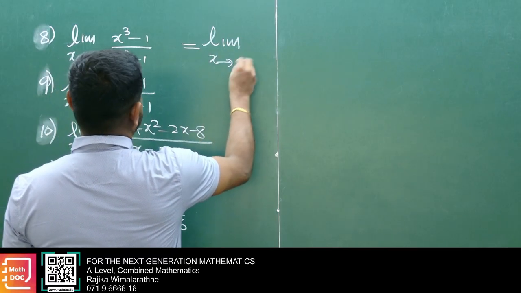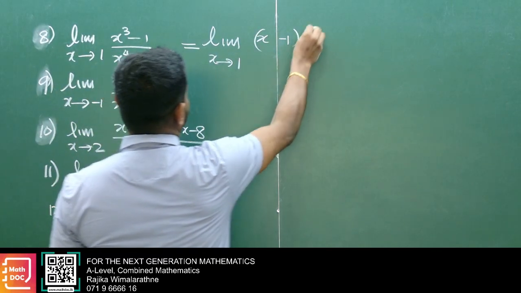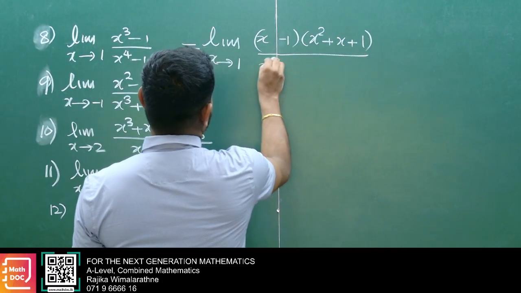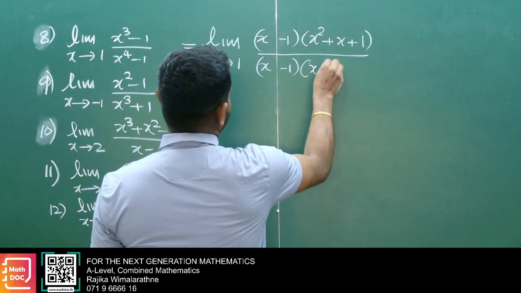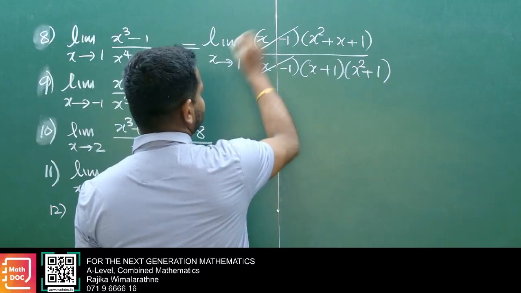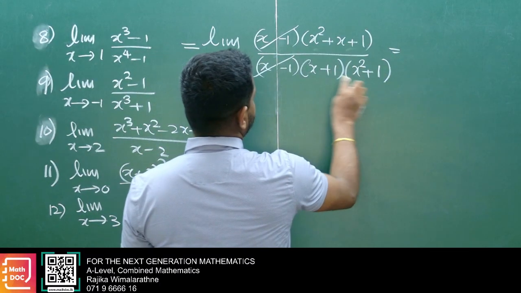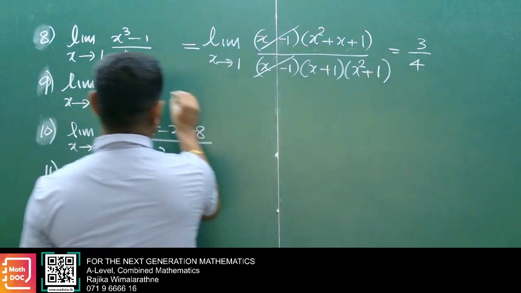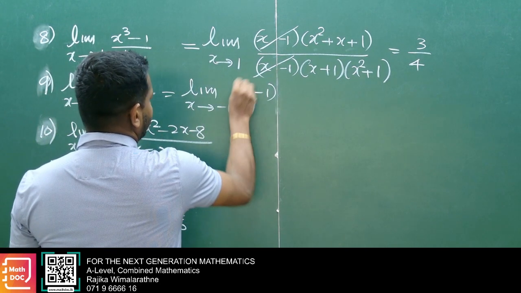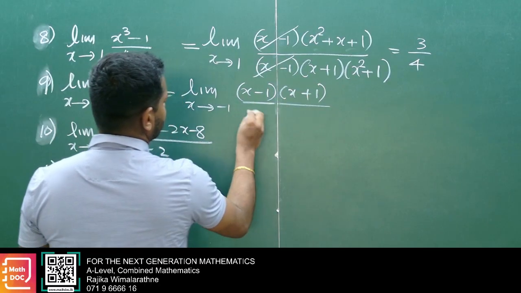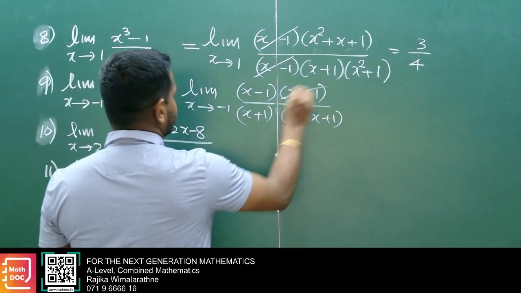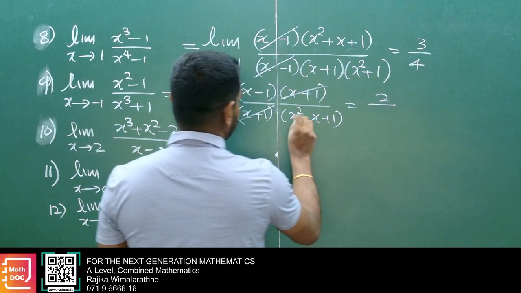Limit x goes to 1, x minus 1, x square plus x plus 1 over x minus 1, x plus 1, x to the power 2 plus 1. Cancel, substitute. Here 3 over 4. Limit x goes to minus 1, x plus 1, x square minus x plus 1. Cancel, substitute minus 1, 2 over 3.